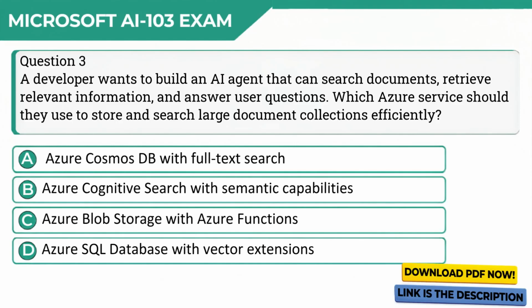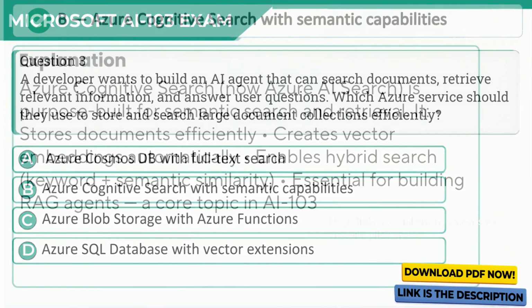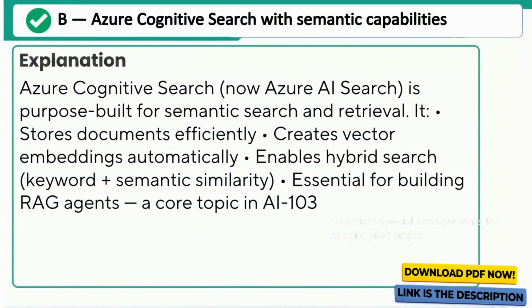Question 3. A developer wants to build an AI agent that can search documents, retrieve relevant information, and answer user questions. Which Azure service should they use to store and search large document collections efficiently? A. Azure Cosmos DB with full text search. B. Azure Cognitive Search with semantic capabilities. C. Azure Blob Storage with Azure Functions. D. Azure SQL Database with vector extensions. Correct answer B. Azure Cognitive Search with semantic capabilities.